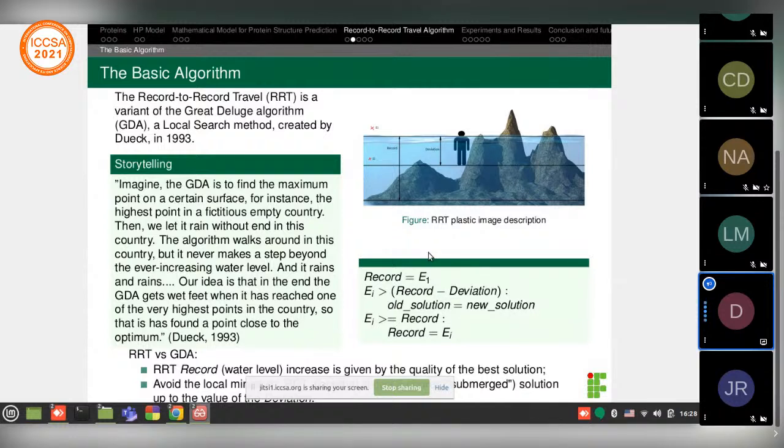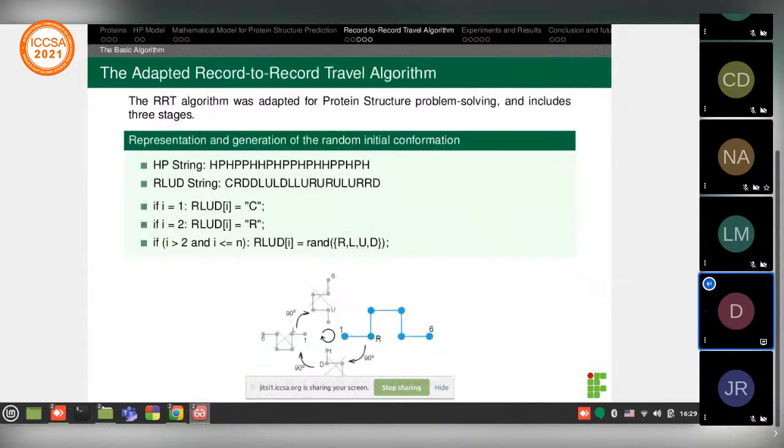Different from the other author from Duke, here the solution doesn't pass because it's submerged. But the RRT algorithm permits the water to increase and go higher than the height of the man. Okay, yeah, I still have some slides if you let me.